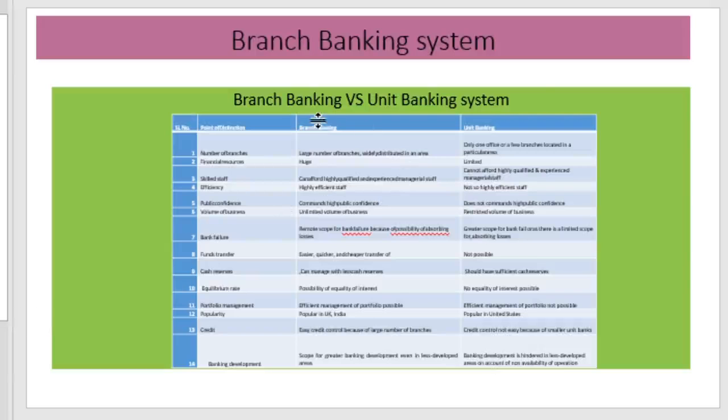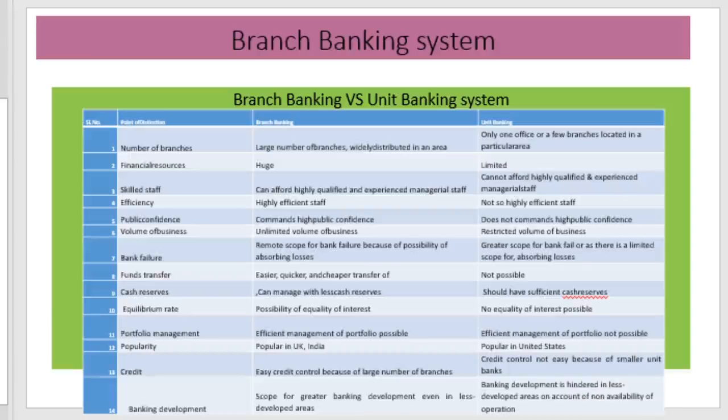Now, a comparison of the branch banking system and unit banking system is given here. We know that in branch banking system there will be few big banks, a large number of branches, and in unit banking system there will be one or two banks only. In the case of the branch banking system, the large number of branches will be widely spread over the area, and in the unit banking system, there will be one office or a few branches located in a particular area. Then the second one is, in the case of the branch banking system, the financial resources will be huge, and in the case of the unit banking system, it will be limited.